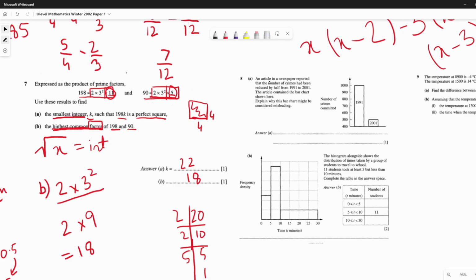So an article in a newspaper reported, let me just change back to red, that the number of crimes had been reduced by half from 1991 to 2001. The article contained the bar chart shown here, I'm assuming. Explain why this bar chart might be considered misleading. So it says it was reduced by half.